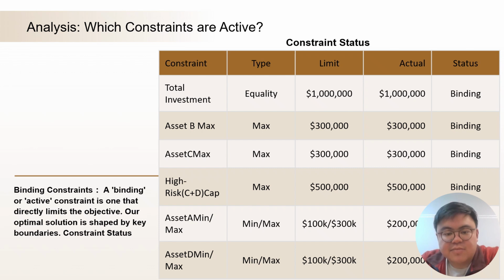There are also some inactive constraints you can see here, such as the SSA min-max and SSD min-max. They exceed the requirement limits. The two active constraints that control our optimal investment strategy are the high-risk limit and the total budget. To achieve a higher total return, we should focus on relaxing or adjusting these two specific rules.